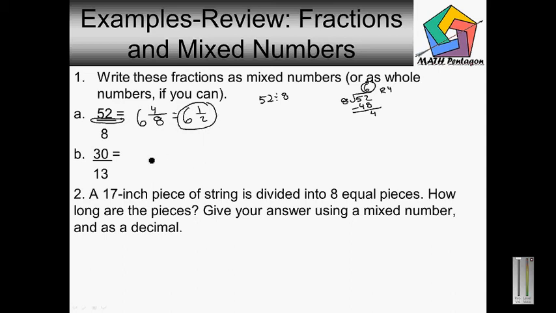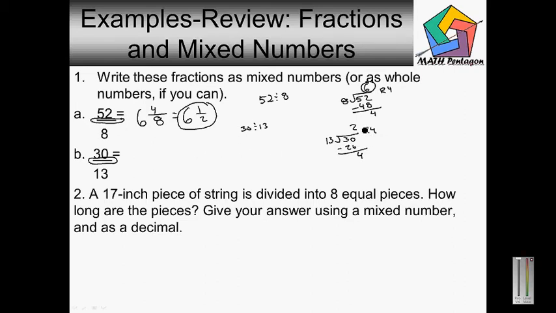Okay, so let's go to the next example. We have 30 over 13. So basically this bar is telling us to divide in a way. And so we have 30 divided by 13. So we're going to divide. 13 goes into 30 two times. 13 times 2 is 26. So 30 minus 26 is 4. So we have a remainder of 4.